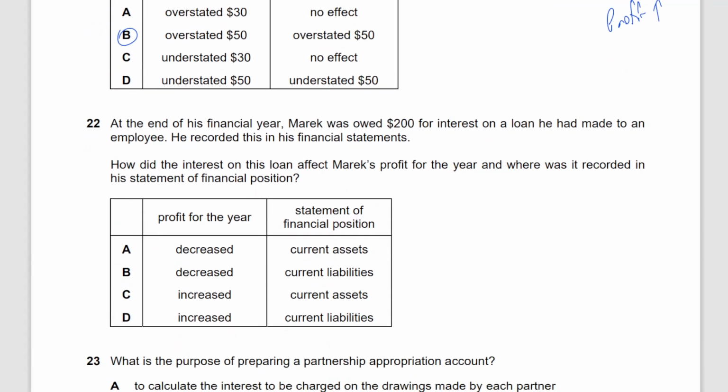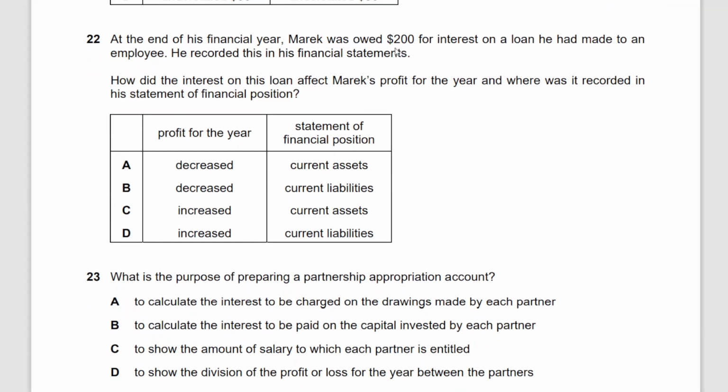Let's move on. Question 22. At the end of his financial year, Marek was owed $200 for interest on a loan he had made to an employee. So that's a receivable for Marek. He recorded this in his financial statements. How did the interest on the loan affect Marek's profit for the year, and where was it recorded in his statement of financial position?